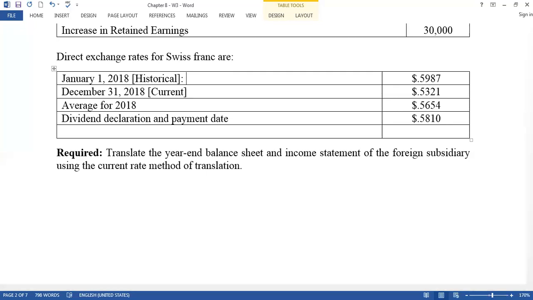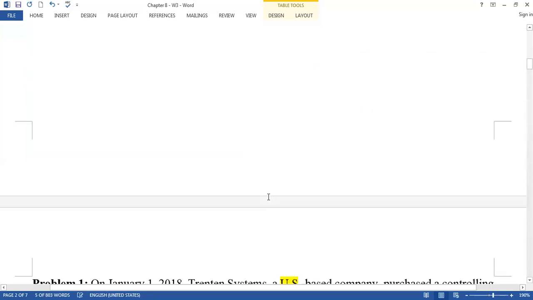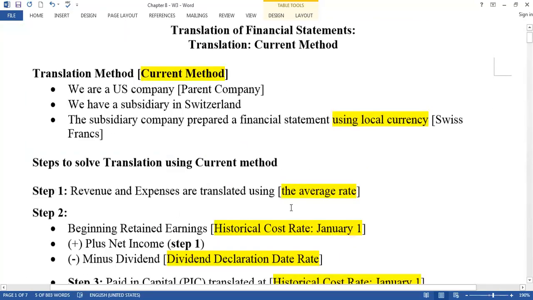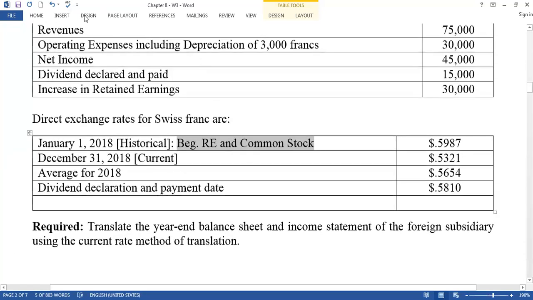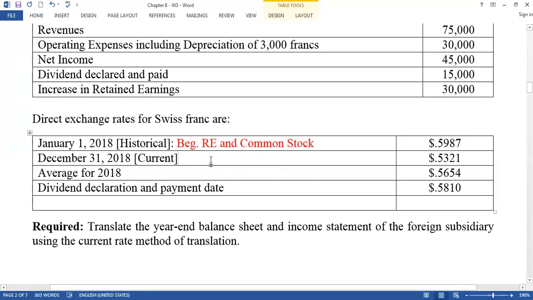When we are going to use the historical rate, it is for beginning retained earnings. When we translate our beginning retained earnings, we use the historical rate, and also common stock. So beginning retained earnings and common stock are translated using the historical rate, and the current rate is used for the others.